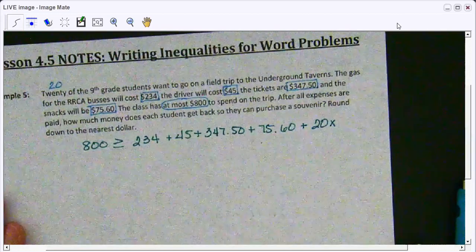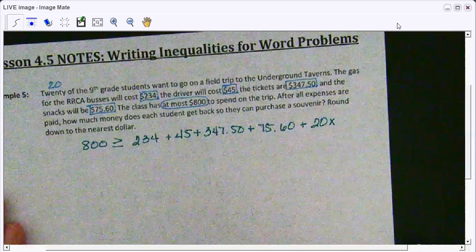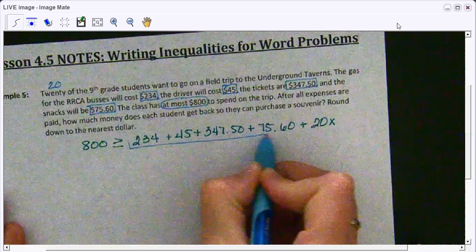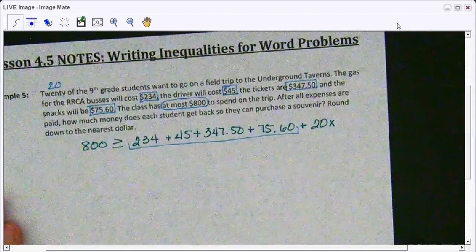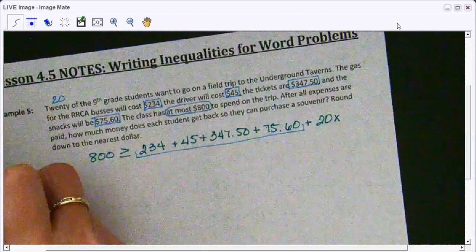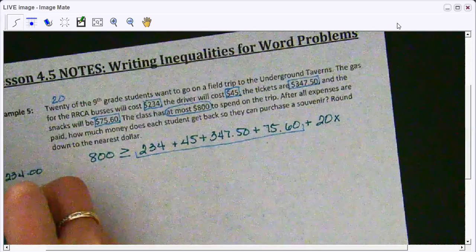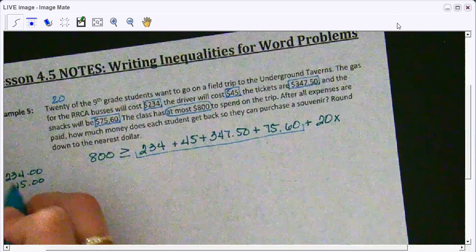Has anybody already done that? What'd you get, Keegan? I didn't add it up. I just subtracted all of them by. I subtracted 800 by. Okay, let me add this up really quick. I got 98. When you were done. You got 98.